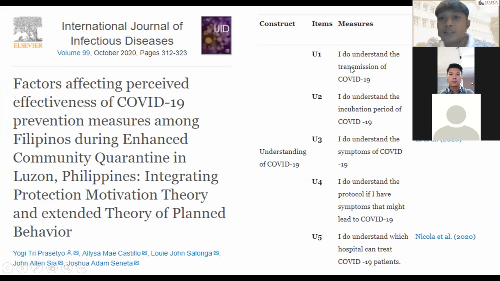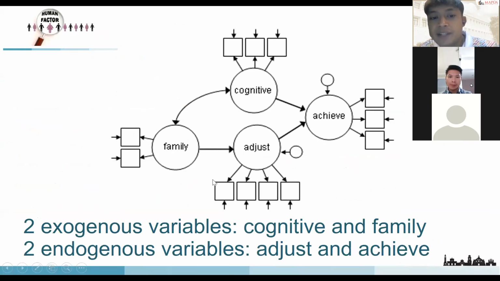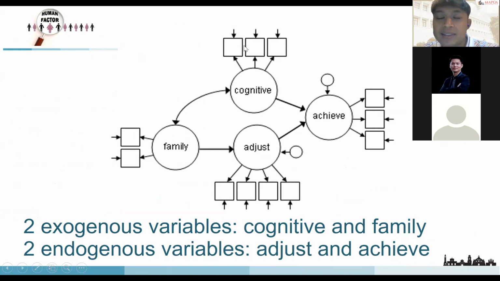So if it is like this one, you can see this is the latent, this is the indicator. Later on, if it is like this one, let's say this is the questionnaire. So how many questions? You have 1, 2, 3, 4, 5, 6, 7, 8, 9, 10, 11, 12. You have 12 questions. And then this has 2 exogenous variables and 2 endogenous variables.